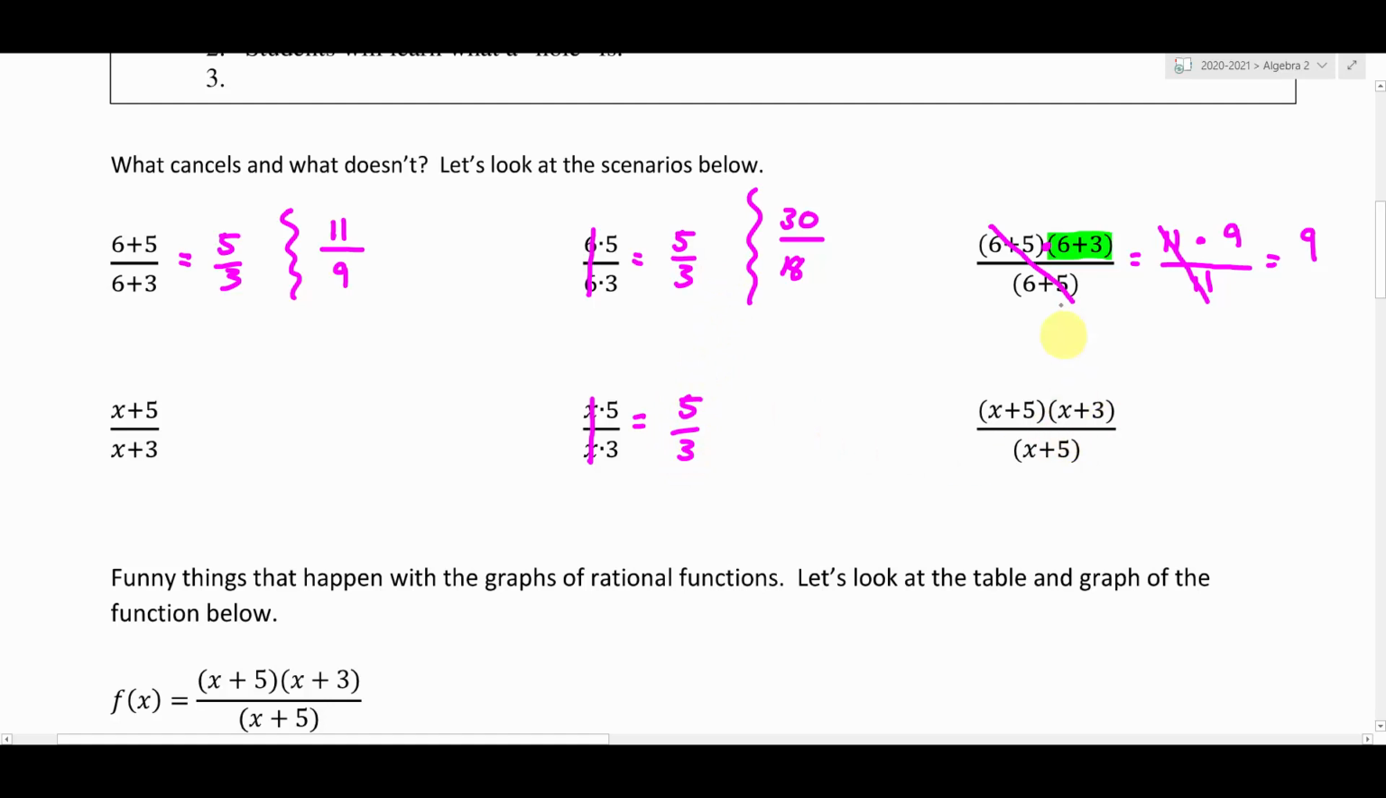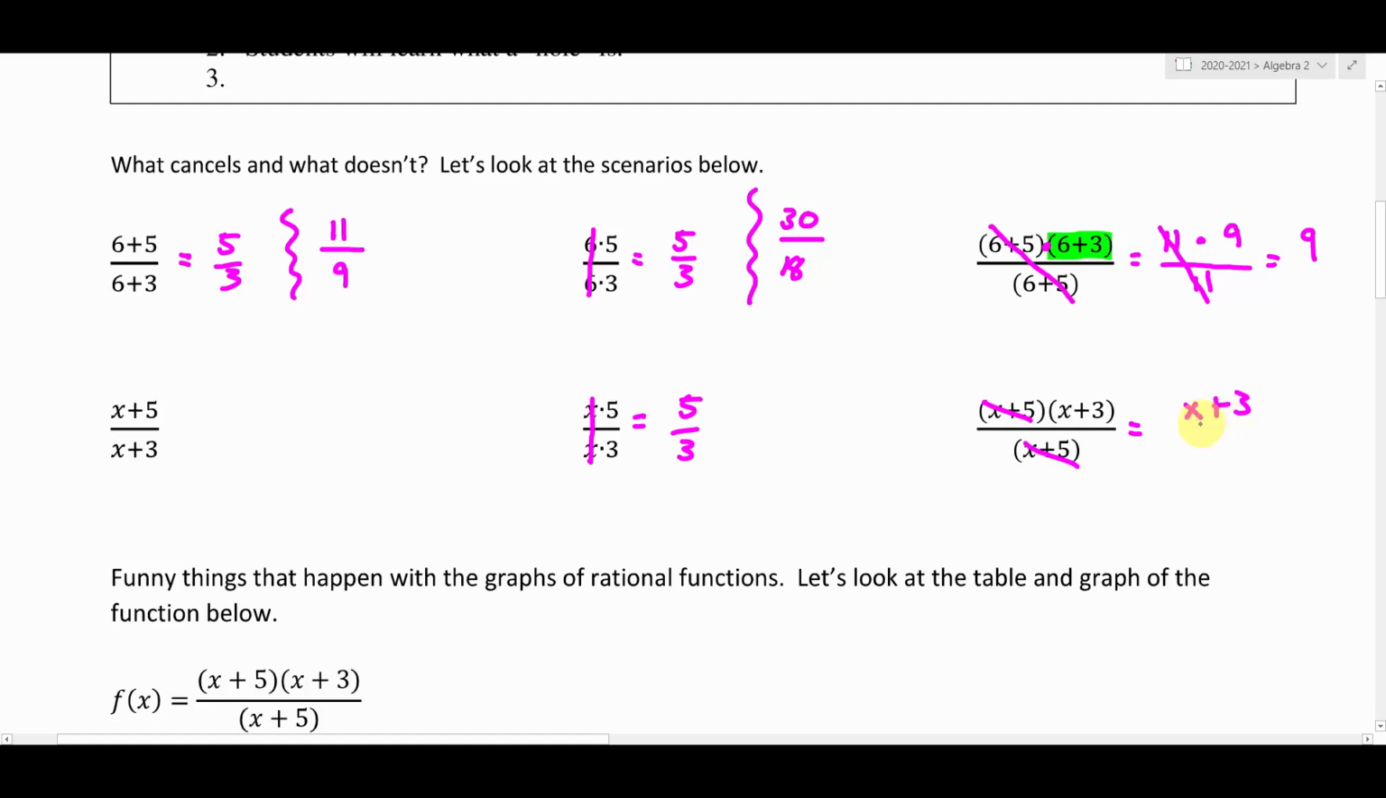Okay. This one resembles our expression up here. Again, the 6's have all been replaced by x's. All right, and just like up here, the 6 plus 5's, they were okay to cancel, so the x plus 5's would be okay to cancel, and we would be left with x plus 3.